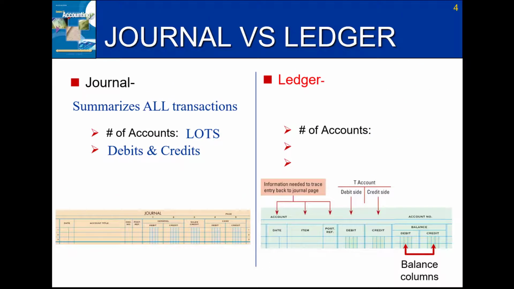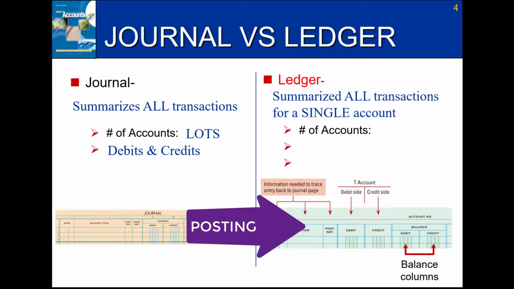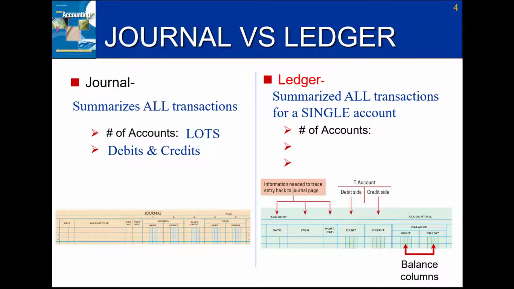In Unit 4, we're going to be using what's called a ledger, and we're going to be taking all of our information from the journal and doing what's called posting to the ledger. So a ledger summarizes all transactions for a single account. So where the journal was using every single account, the ledger is just going to focus on one of those accounts, and it'll be every transaction that affects that one account. So we'll still have the debit and credit that affects that one account, but now we're going to add a balance column in our ledger.